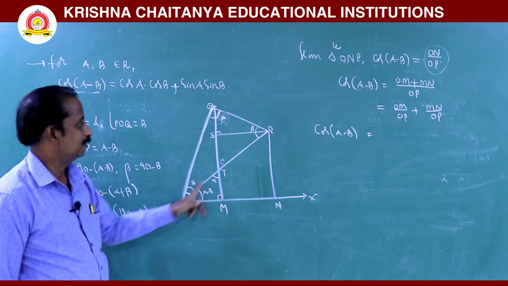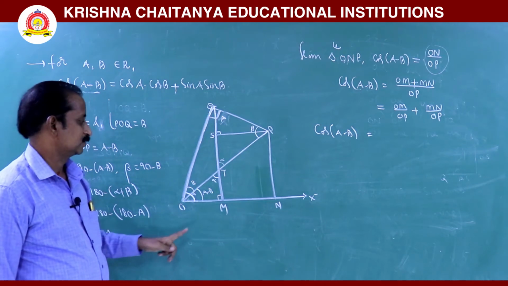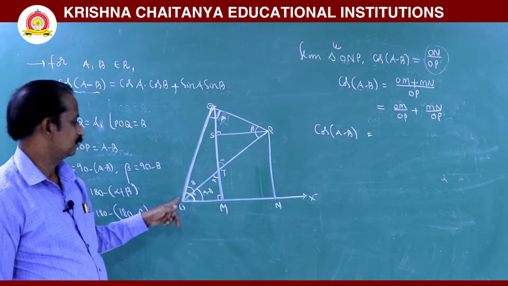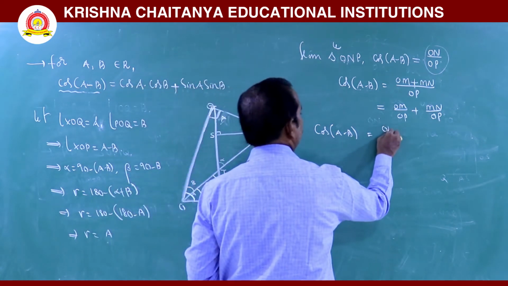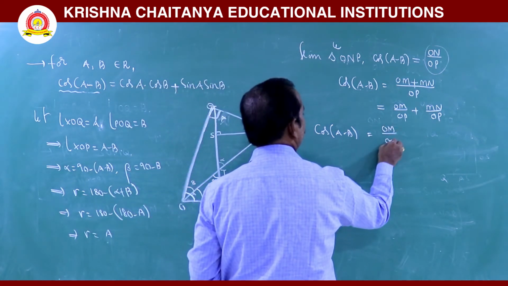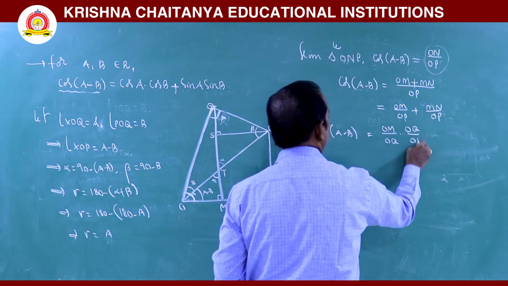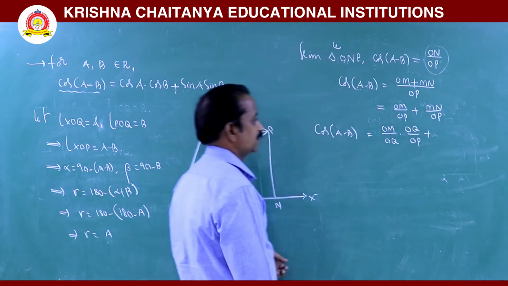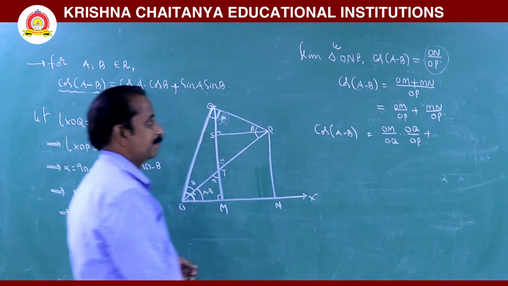plus MN by OP. Here there is no specific triangle, so we are arranging OQ: OM by OQ into OQ by OP. No change, they are getting cancelled. We are getting OM by OP.